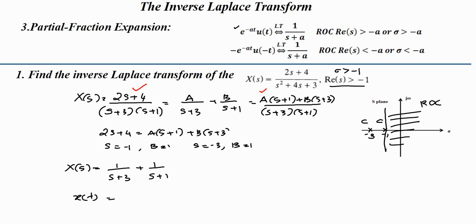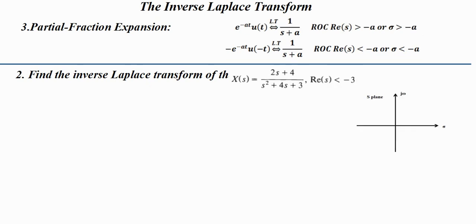Causal form means the first equation. So 1 by s plus 3 can be written as e raised to minus 3t into u of t, plus the other quantity, which is also causal, e raised to minus t into u of t. So the result is in causal form. This is the inverse Laplace transform. Always write the ROC and check the corresponding poles. Now we'll discuss the next question.